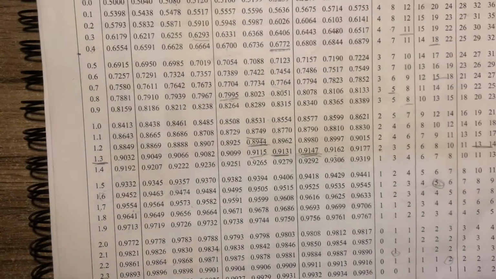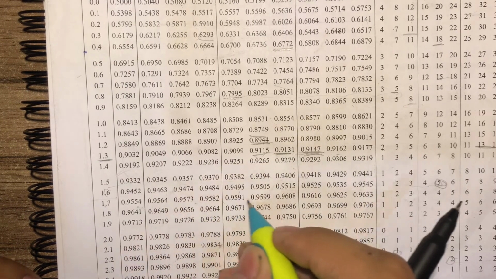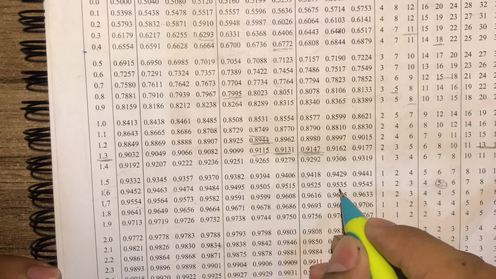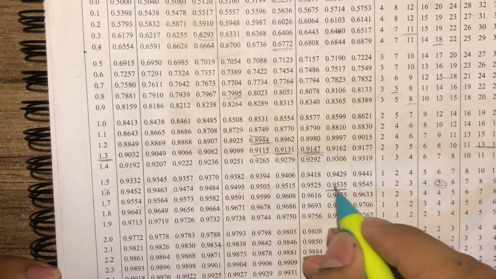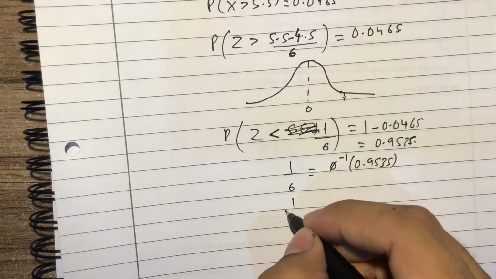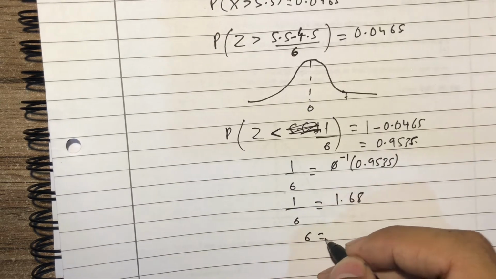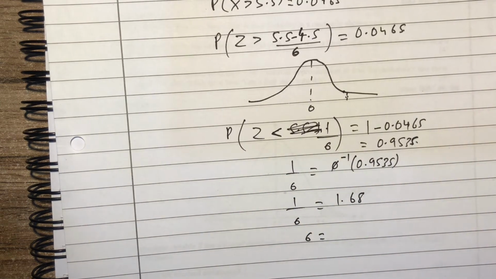So I'll look for 0.9535 in the table. So here I have 0.9535 right here. This is 1.6 and 1.68. So 1 over standard deviation equals 1.68. Deviation equals 1 divided by 1.68. That is 0.595.